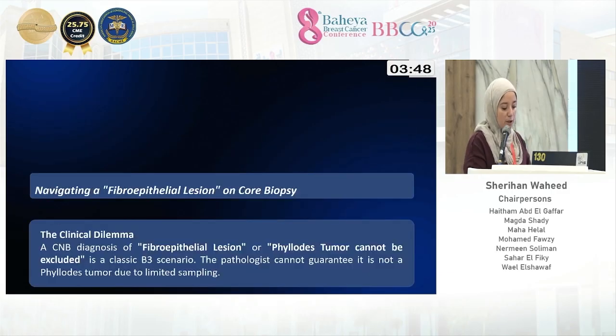On the core needle biopsy, a diagnosis of fibroepithelial lesion where phyllodes tumor cannot be excluded is the classical B3 scenario. The pathologist cannot guarantee it is not a phyllodes tumor due to the limited sampling.